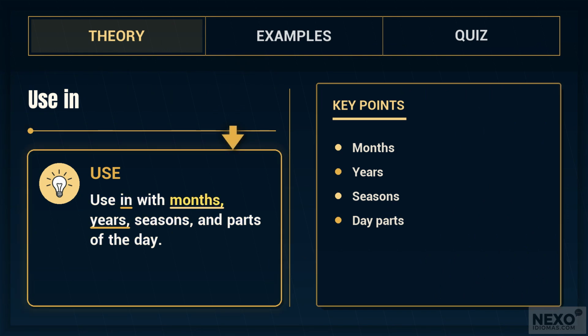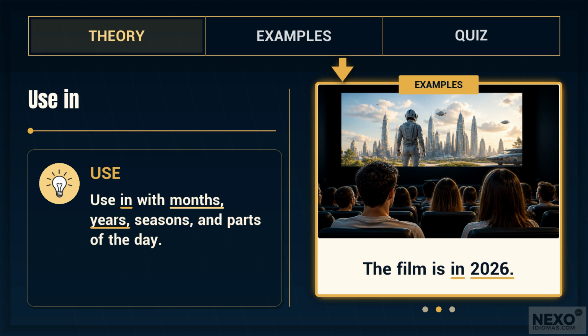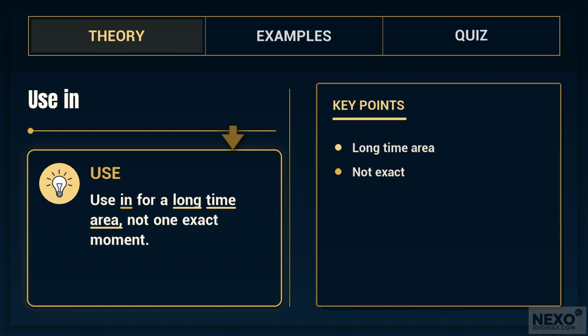Use in with months, years, seasons, and parts of the day. Example. Her birthday is in April. Example. The film is in 2026. Example. Flowers grow in spring. Use in for a long time area, not one exact moment.